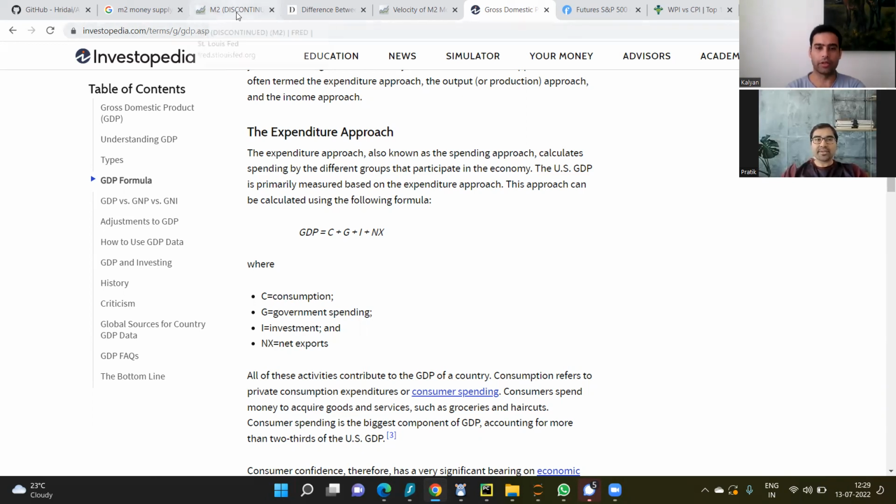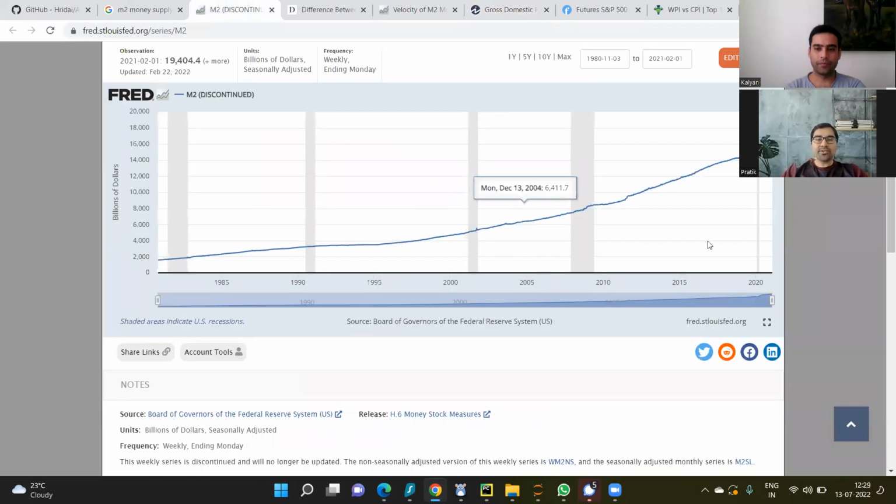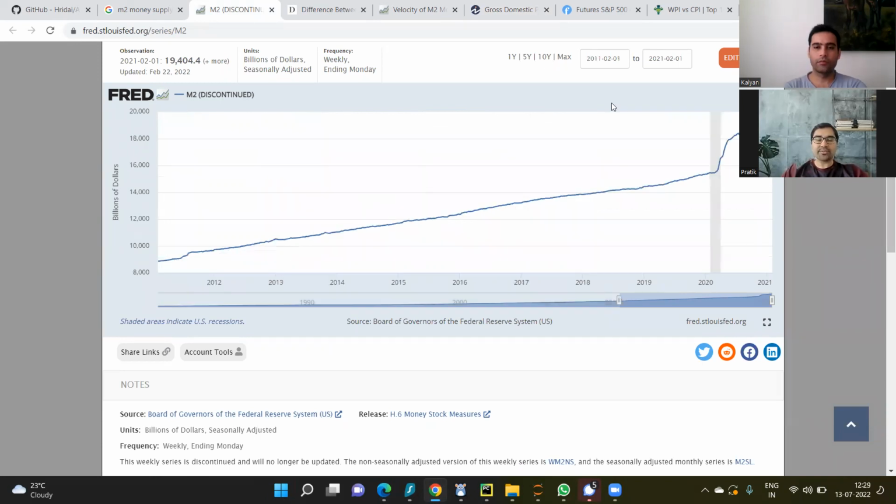If you look at the M2 money supply again, this is the US M2 money supply, right? So you can see the results of the last 30, 40 years. If I just take you through the last 10 years, you can see that in 2020, the M2 money supply significantly went up.